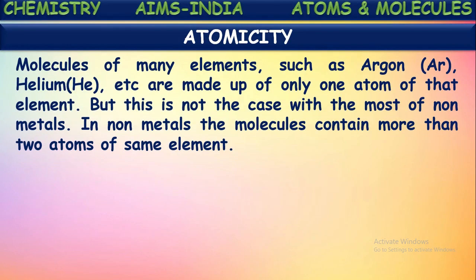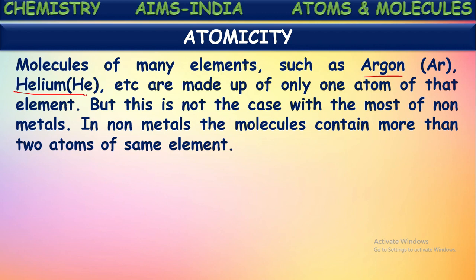We know that molecules of many elements such as argon and helium, we know what these elements are called. They are called noble gases, like helium, neon, argon, krypton, xenon, radon. Why are they called so? The atoms of these elements do not react with any other elements, and even do not react with themselves also. So they are called noble gases.